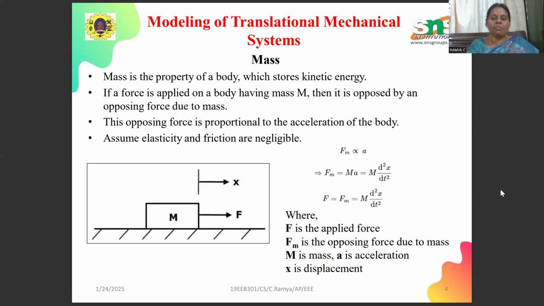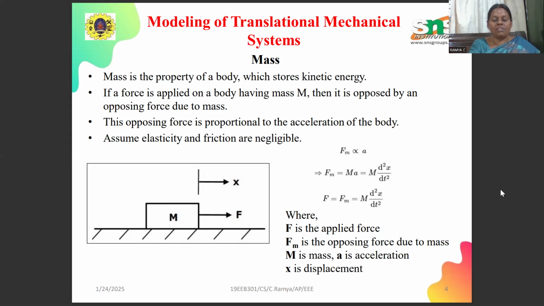First, we explain the mathematical modeling of the translational mechanical system with the basic element of mass. Mass is the property of a body which stores kinetic energy. If you apply a force on a body which has a mass element, it is opposed by an opposing force due to that mass. This opposing force is proportional to the acceleration of the system. So we can say Fm is proportional to a, the acceleration, that produces m into a, which is mass into acceleration. Finally, we can write F as m into d square x divided by dt square.